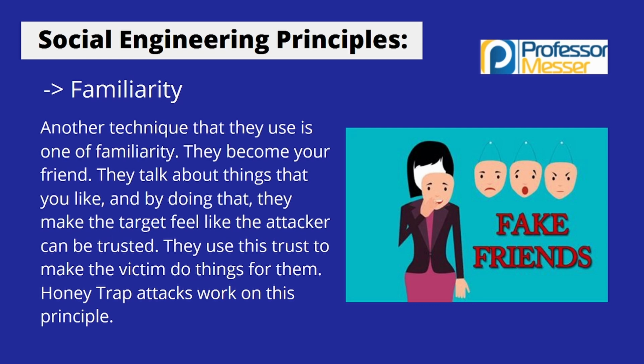Familiarity. Another technique that attackers use is one of familiarity. They become your friend, or at least they pretend to be your friend. They talk about things that you like. And by doing that, they make the target feel like the attacker can be trusted. They use this trust to make the victim do things for them. Honey trap attacks work on this principle.